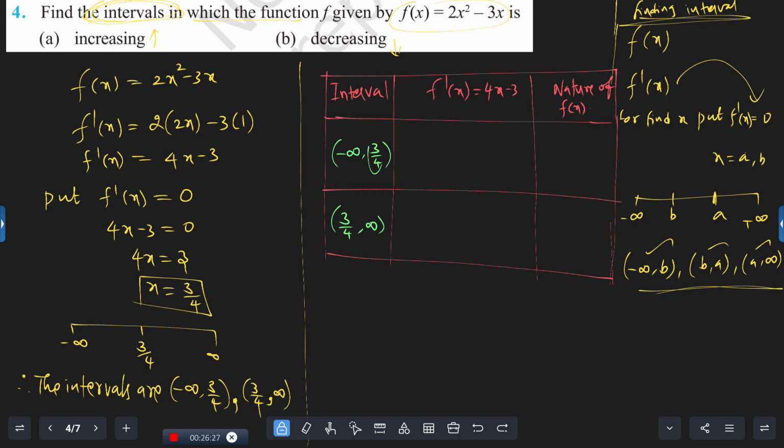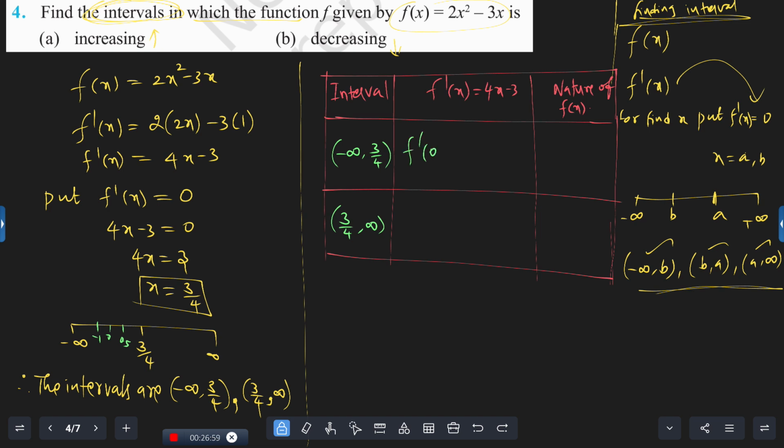Below 3 by 4, from minus infinity, any one number you have to take. So what will we take? Shall we take 0? Below 3 by 4 we have 0, am I right? See, 3 by 4 means 0.75, and below that comes 0, then minus 1. So below 3 by 4 we have 0 also. 0 is an easy number, so we will take 0.